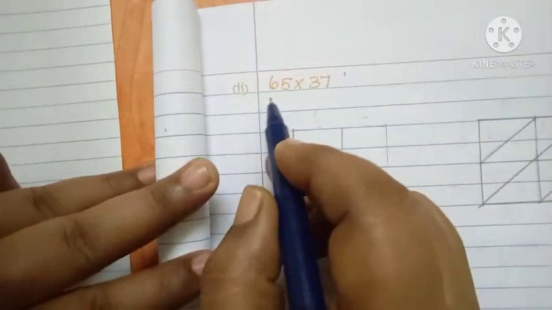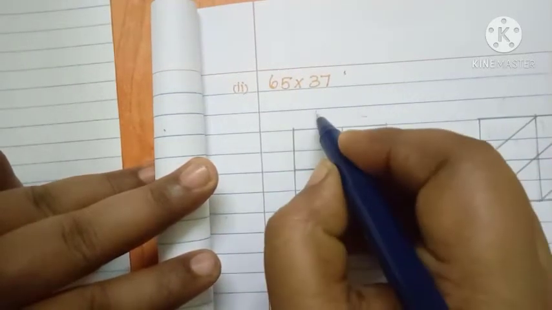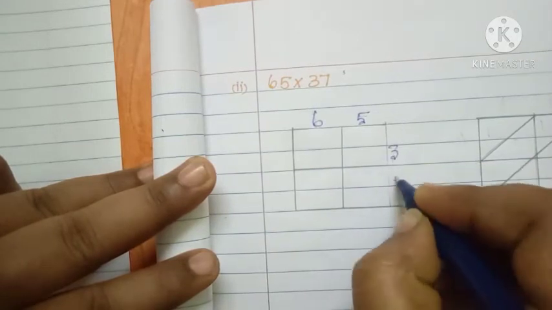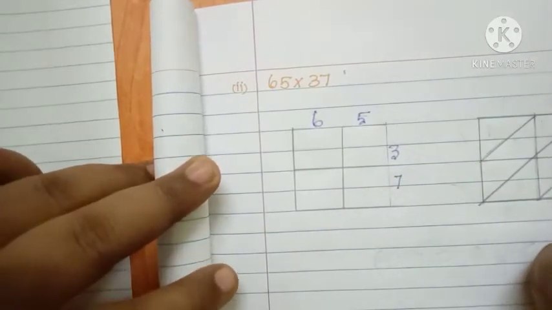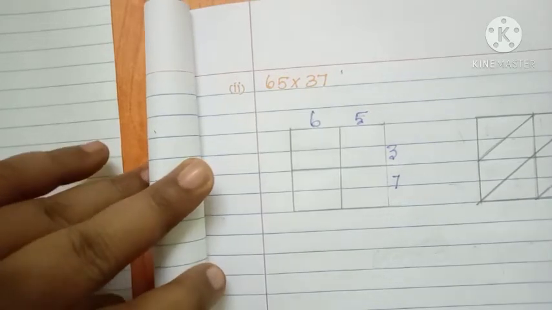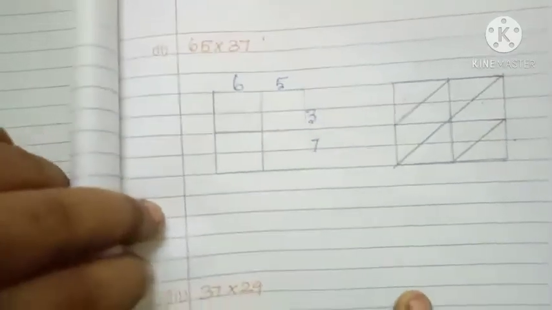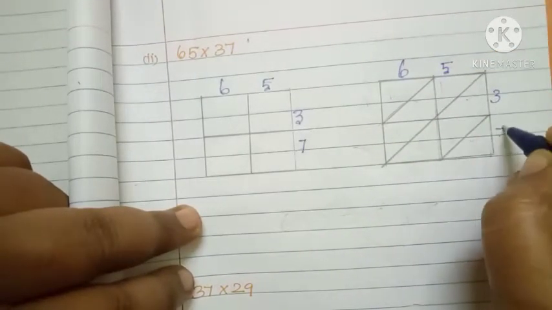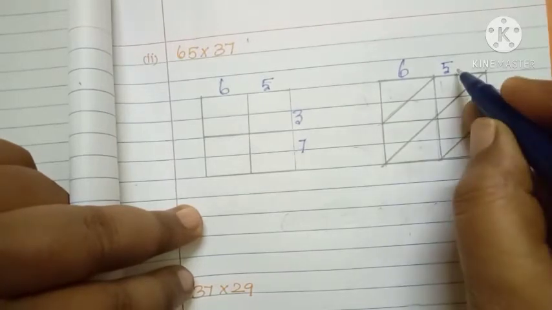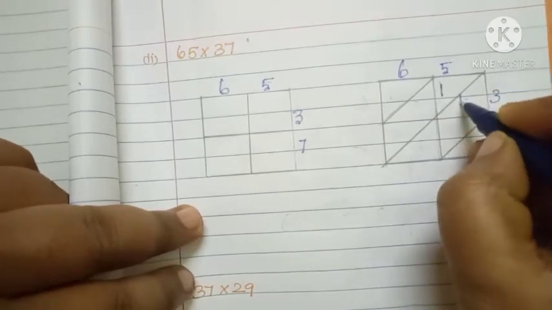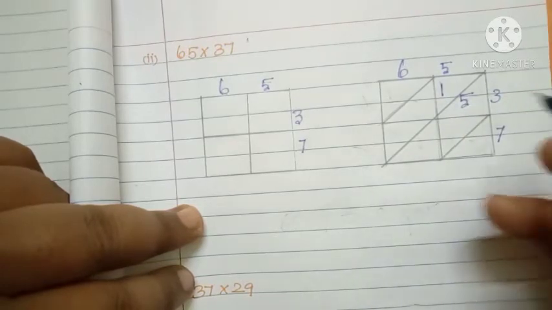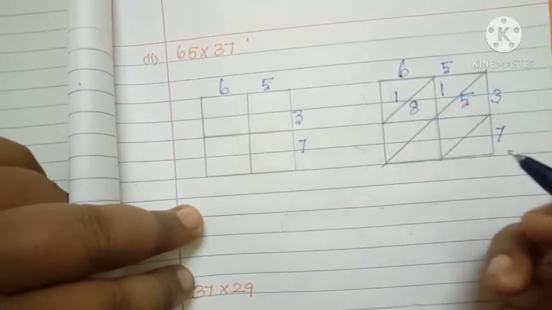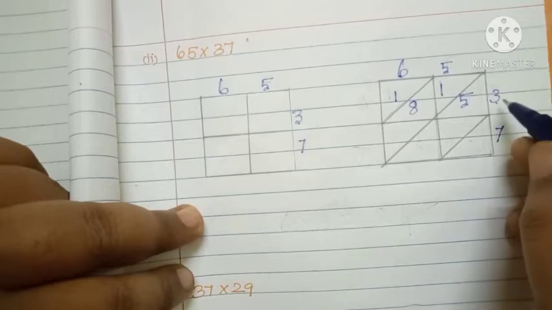Here, for the second sum, 65 multiply 37. Write the number 6, 5 as the first number, then 3, 7 as the second number. This is the way to arrange the numbers for the lattice algorithm. Then do the multiplication: 3 fives are 15, so write 15. The next one, 3 sixes are 18, so write 18. The first row is completed.